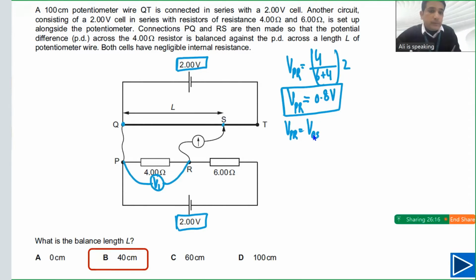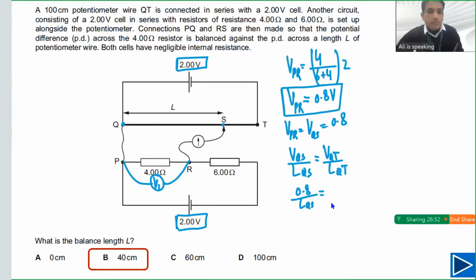So VPR is equal to VQS. So we can write VQS divided by LQS. This has to be equal to the potential difference between Q and T divided by LQT. VQS we have found is equal to 0.8, so we write 0.8, and LQS is what we need to find. Means L we need to find.